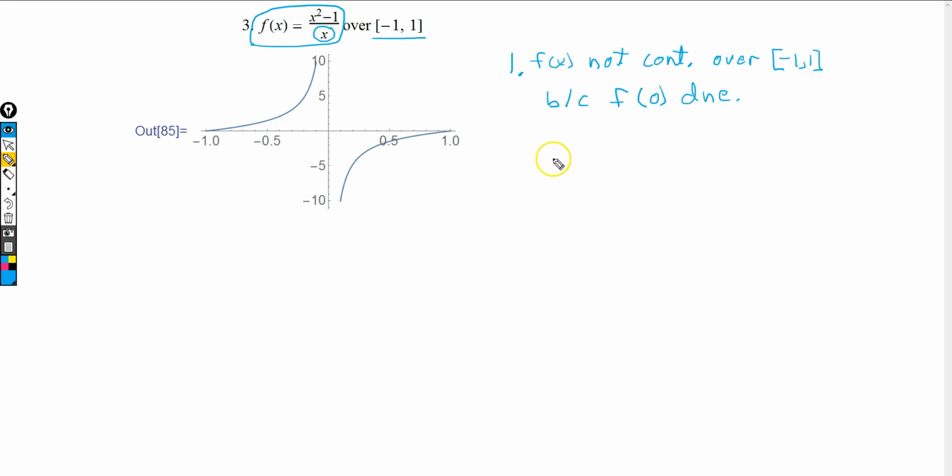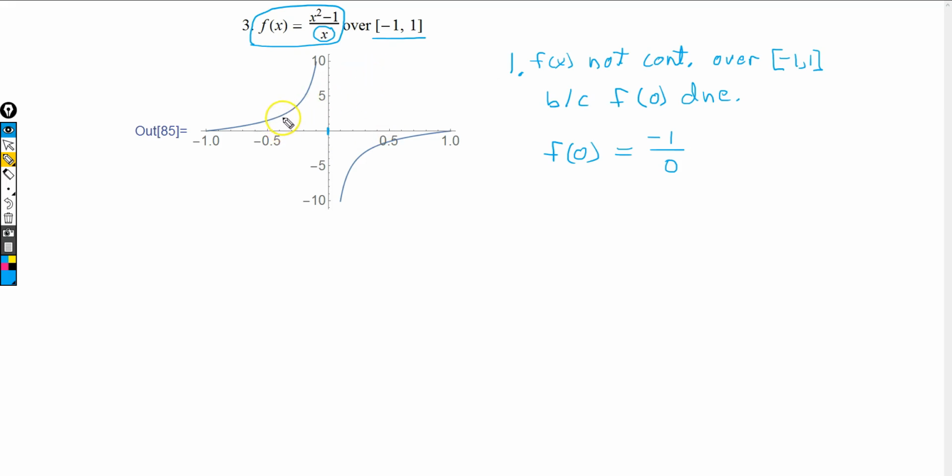Notice also if we try to actually evaluate f of 0, we get negative 1 divided by 0. Well, that's the form of a vertical asymptote. And if we look at the graph of our function over here, we see that at x equaling 0, this function does have a vertical asymptote at x equaling 0. So we cannot apply Rolle's theorem in this case because our function is not even continuous over the interval.